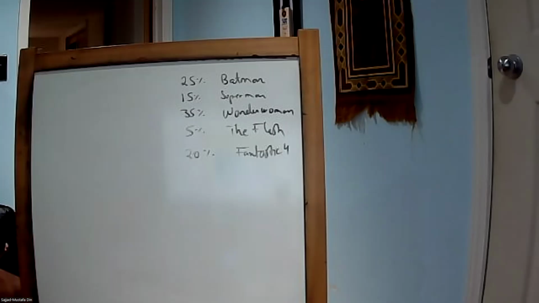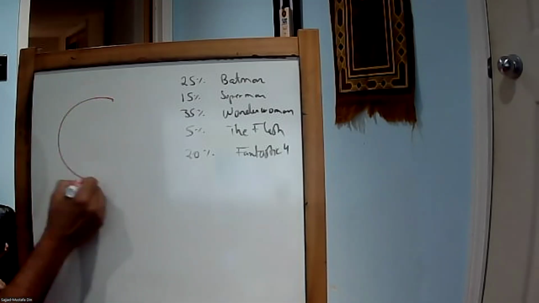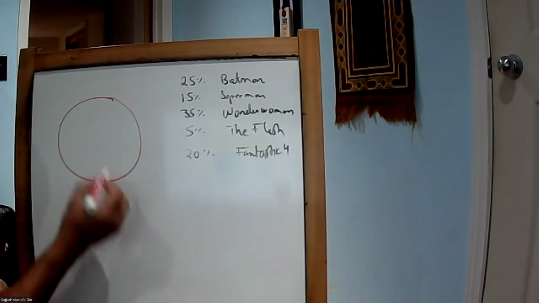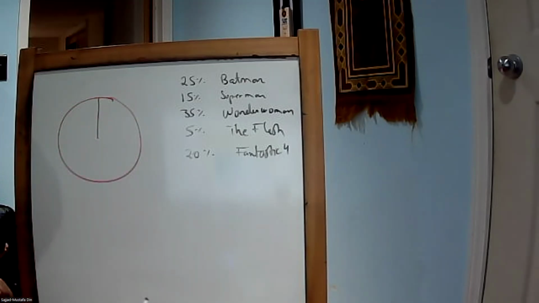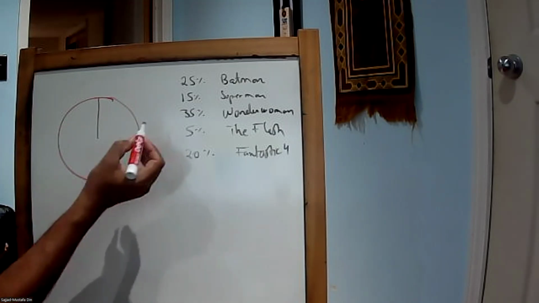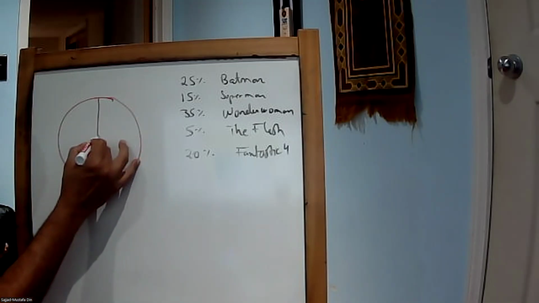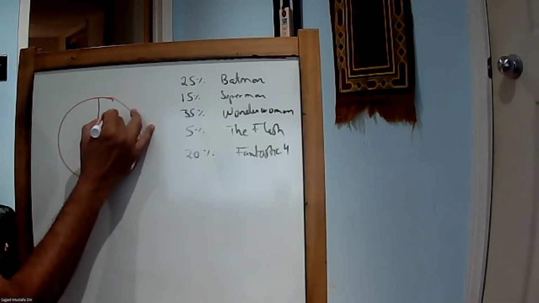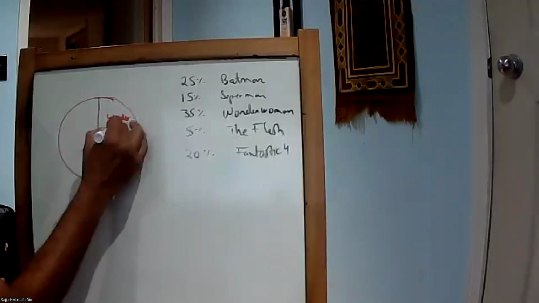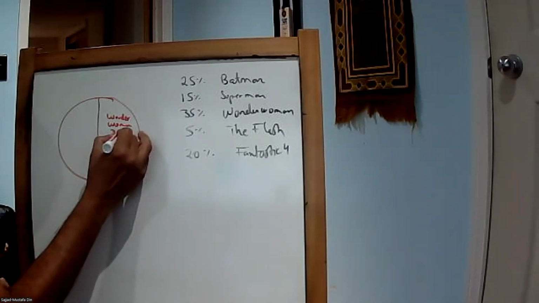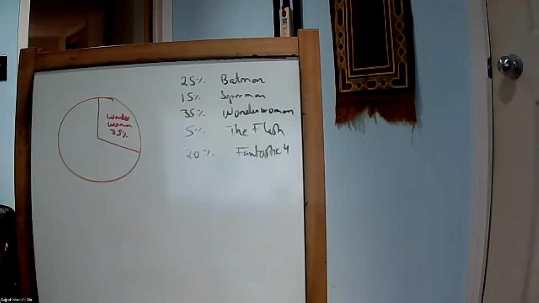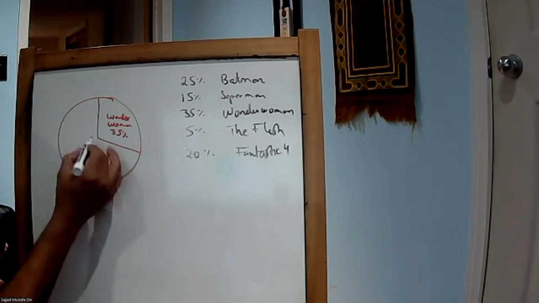So the way I like to do this, and I think that's what's prescribed, is let's make the pie here. Basically, a circle. You start drawing a line, and you show the highest number first. So in this case, it'll be Wonder Woman, 35%. So that's the first. Then we'll go to the second one, which is Batman. So that'll be 25%.